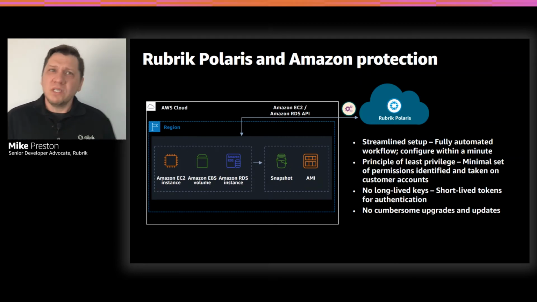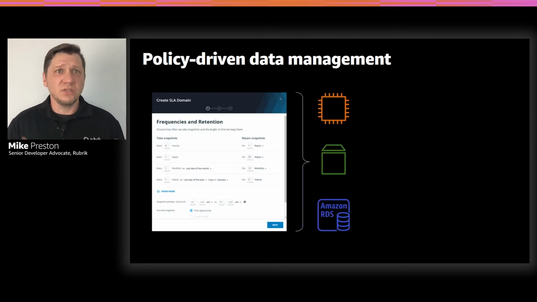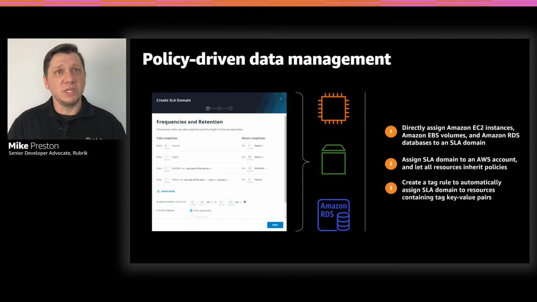So once we get in, once we're authenticated, we then get to this SLA domain policy. We go in and we quickly create an SLA domain policy, and then we assign that to our EC2 instances or RDS instances or our individual EBS volumes. And we can assign an SLA policy to these resources in 3 different ways. One, we can directly assign this to the resource. Two, we can assign an SLA domain to our AWS account, so that way we can provide whole-level account protection. So everything that exists within that account would in turn inherit that SLA domain.